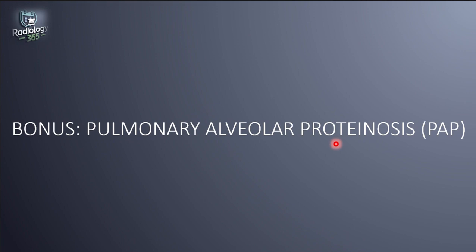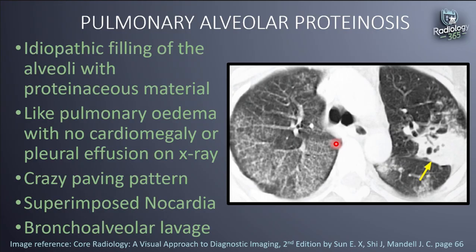Now for a bonus, we'll talk about pulmonary alveolar proteinosis. Pulmonary alveolar proteinosis is an idiopathic disease, and it causes filling of the alveoli with a proteinaceous lipid-rich material, hence the name pulmonary alveolar proteinosis. On chest radiography, pulmonary alveolar proteinosis may resemble pulmonary edema with perihilar opacification. However, unlike pulmonary edema, you would see that the heart is normal. You would also see that pleural effusions are not typically seen. That helps you differentiate between cardiogenic pulmonary edema and pulmonary alveolar proteinosis.